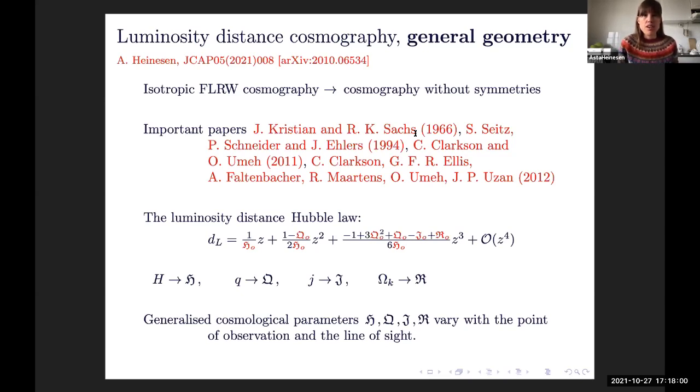There are also some later nice papers by Chris Clarkson, George Ellis, Roy Maartens, and Obinna Umeh, and collaborators. And so the task now is to take the luminosity distance cosmography as it looks in an FLRW spacetime and generalize this to an arbitrary spacetime setting by mapping the FLRW Hubble, deceleration, jerk and curvature parameters into appropriate anisotropic and inhomogeneous parameters that we can think of as generalized cosmological parameters that will vary with the point of observation and vary over the observer's sky on account of the breaking of translational and rotational symmetry.